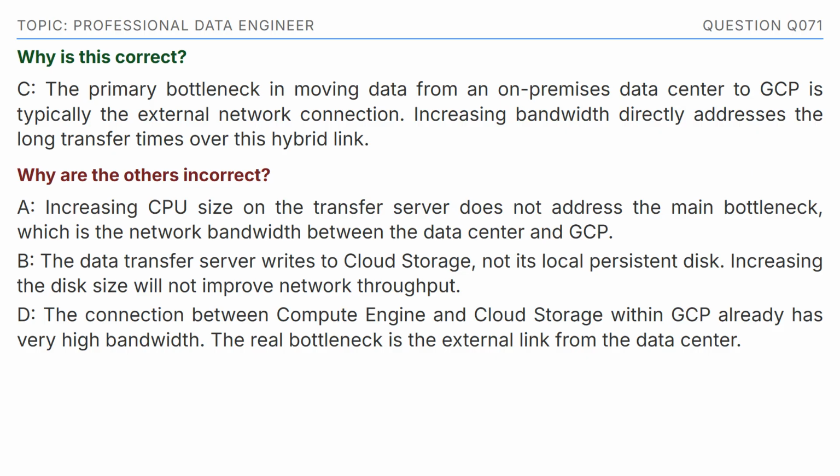B. The data transfer server writes to cloud storage, not its local persistent disk. Increasing the disk size will not improve network throughput. D. The connection between Compute Engine and cloud storage within GCP already has very high bandwidth. The real bottleneck is the external link from the data center.